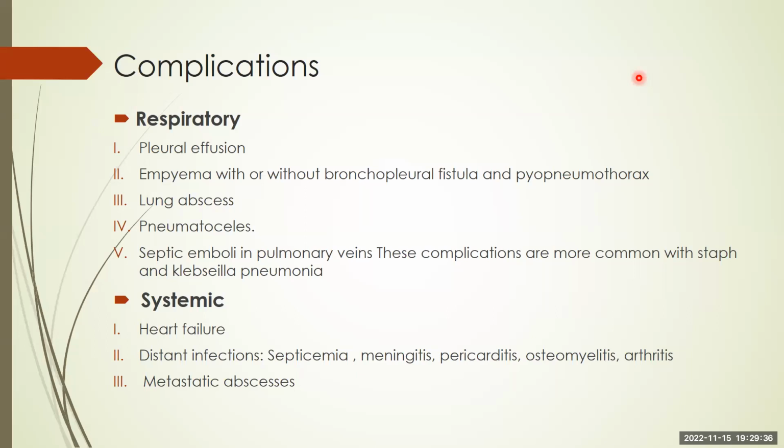Empyema is what happens if you don't treat that pleural effusion like you should, and that's a whole topic on its own. Lung abscesses are long-term complications. Pneumatoceles are complications of Staph aureus.